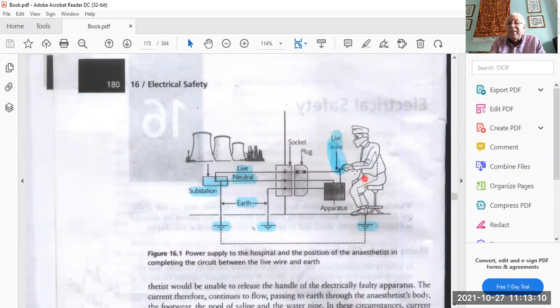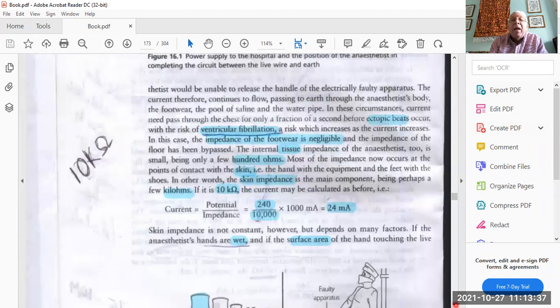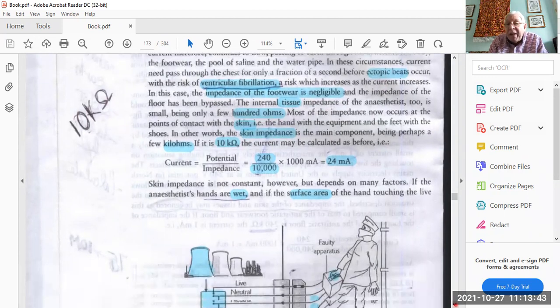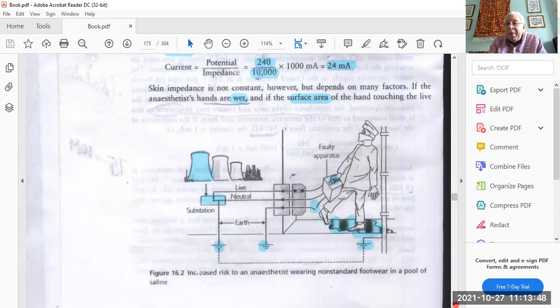This is a figure showing the anesthetist touching a live wire. This is how he may be electrocuted, as long as he's touching, and the electricity, as you can see dotted, goes through his body from the arm to the leg, and then passes to the earth. The earth goes to the substation where the circuit is completed, so that the patient or the anesthetist may have an attack of ventricular fibrillation. Of course, if the floor or the footwear has a minimal resistance.